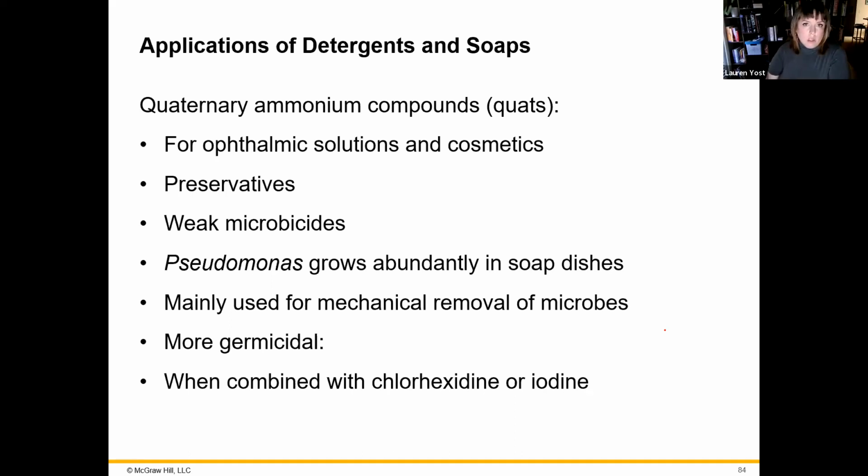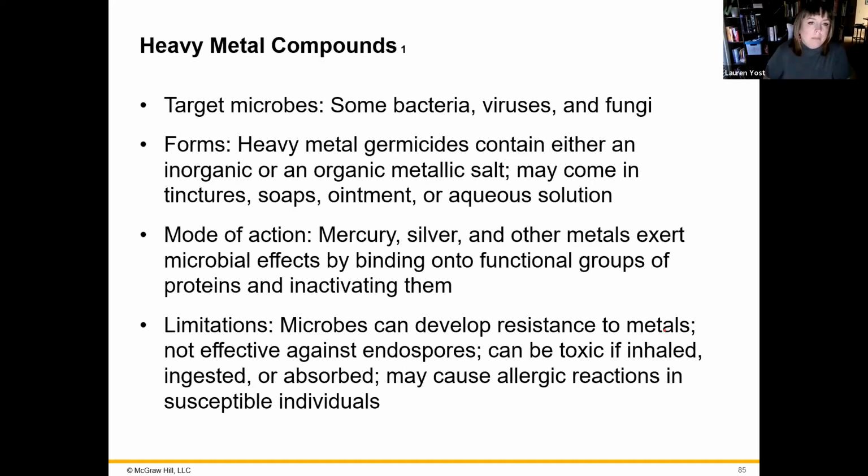But like it was said earlier, Pseudomonas, which is a type of bacterium, grows just fine in the presence of this. And it actually can grow quite abundantly in soap dishes, where you think that you are maintaining a clean environment. And these guys are going crazy about it. So they're going to be more germicidal when combined with other things, essentially.